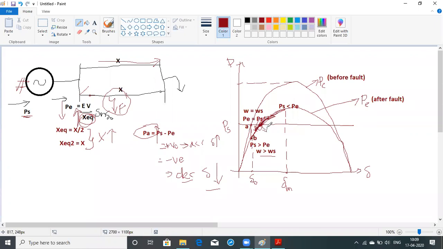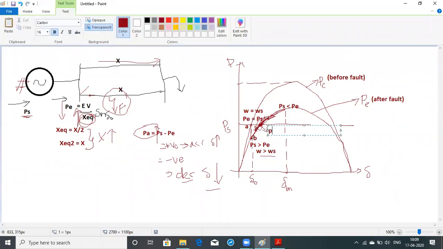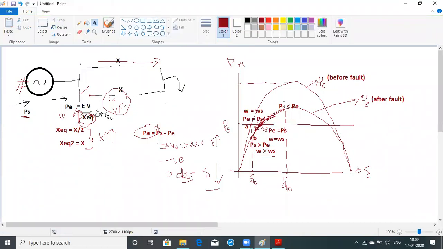This point is where PE is equal to PS, and also omega is equal to omega s, right? This angle is called the critical angle. Delta 1 we can also call the critical clearing angle. We have three angles.